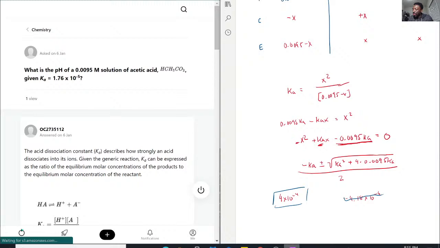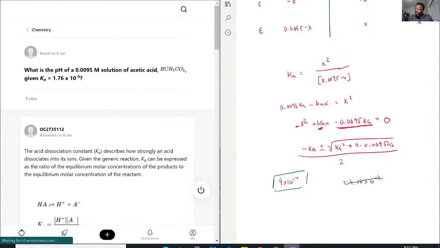4 times 10 to the negative 4. That is our theoretical amount of x that's produced. So with that being said, if I plug this in theoretically, if I square this 4 times 10 to the negative 4, and then divide that by 0.0095 minus that same number, I should get a Ka of 1.76 times 10 to the negative 5, which I do. So this is a good x to use.